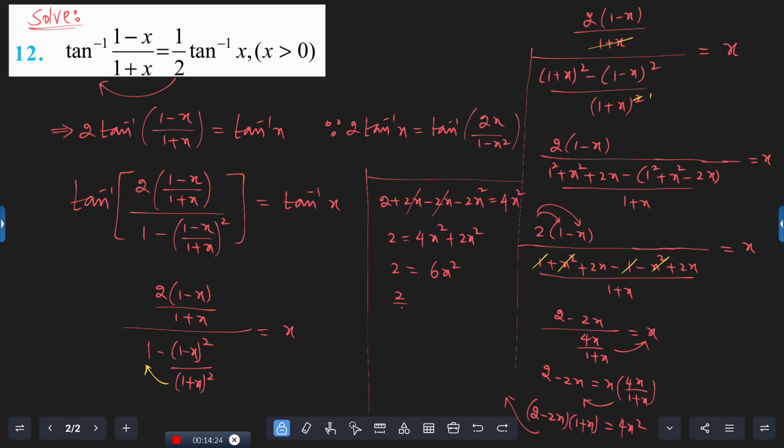So 2 by 6 is equal to x square. We can cancel this. And the square when you send opposite, square root of 1 by 3 equal to x. After simplifying, 1 by root 3 equal to x. So this is my final answer: x equal to 1 by root 3.